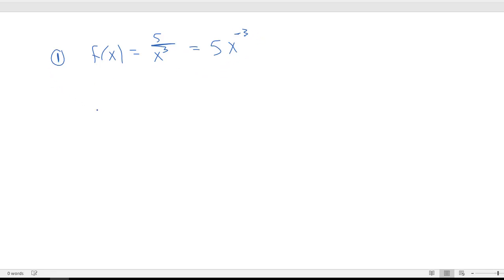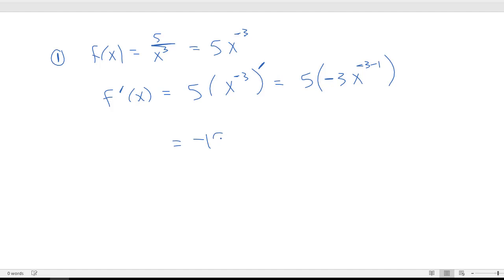This is example 1. Now I'm going to take the derivative, so I'm going to have f prime. I'm going to pull the constant out front, and I'm going to take the derivative of the function x to the negative 3. So what is the derivative of x to the negative 3? I'm going to take the exponent and pull it in front as a coefficient, and then take the exponent of negative 3 and subtract 1, and there's my power rule. So what I end up with in this case is negative 15 as my coefficient, and then x to the negative 4.